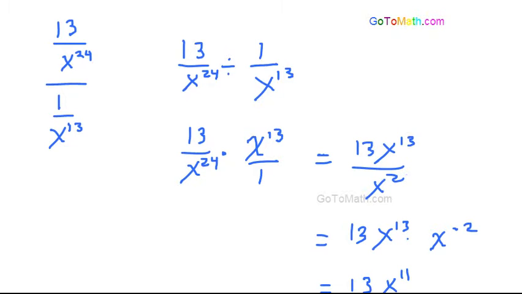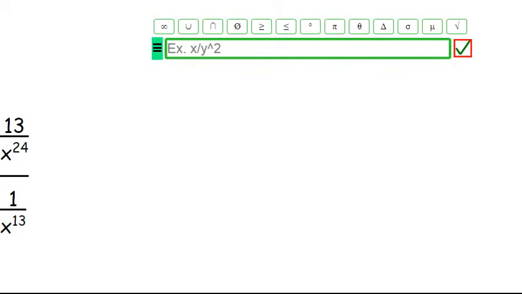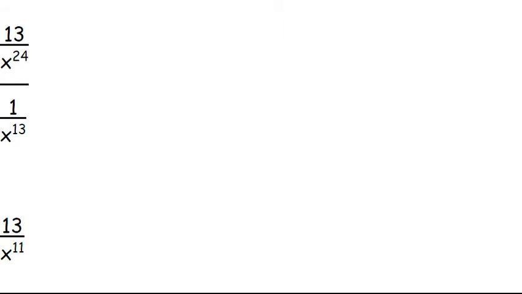Alright. Make a few corrections here. We got 13 minus 24. There's a negative 11. So we end up with 13 over, we want to write with positive exponents, 13 over x to the 11th. Let's get the stuff written down correctly there. 13 over x to the 11th. Okay.